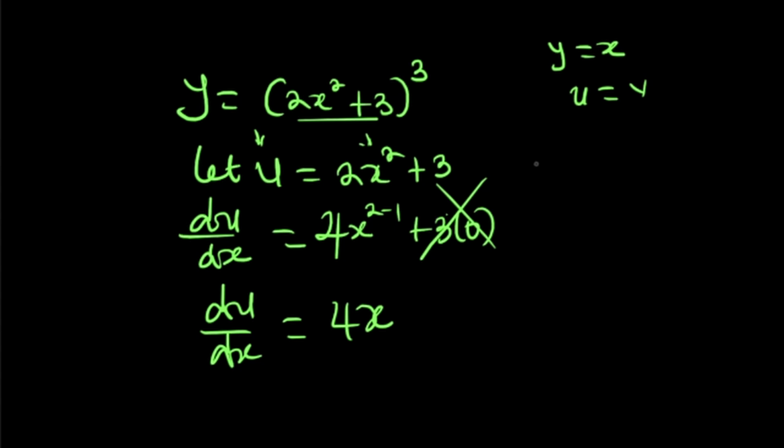Okay, now what next do we do at this point? We have to go back again. Remember that we have only differentiated the inner function. We have not differentiated the outer function. And the outer function is our 3 here. Now, what next do we do?